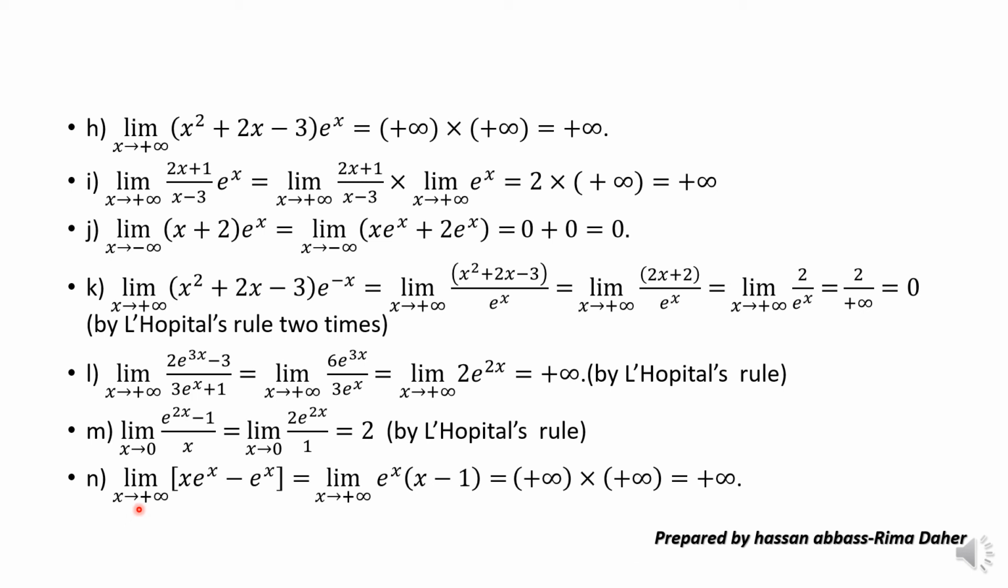Limit where x tends to plus infinity of x exponential x minus exponential x. If we replace x in this value, we get plus infinity minus plus infinity, which is an indeterminate form.